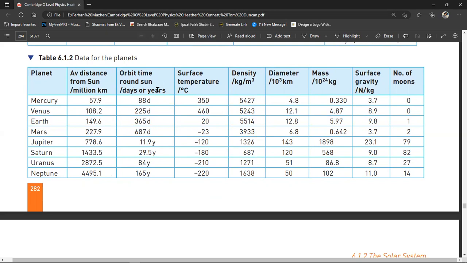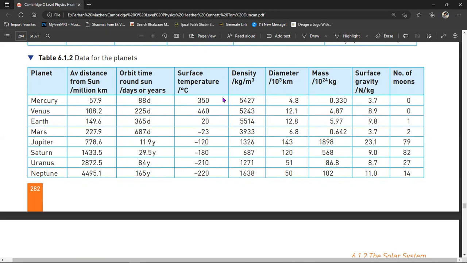The orbit time around the Sun, in days or years. Mercury completes one orbit around the Sun in 88 Earth days. Venus does this in 225 days. The Earth completes the orbit in 365 days. Mars completes the orbit in 687 days. Jupiter completes its orbit in 11.9 years. Saturn completes its orbit in 29.5 years. Uranus completes its orbit in 84 years. Neptune completes its orbit in 165 years.